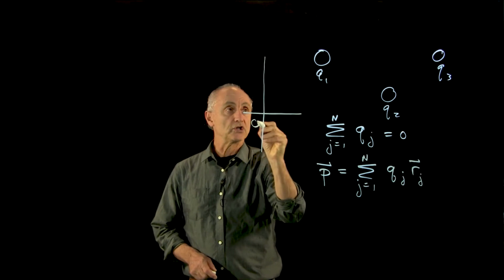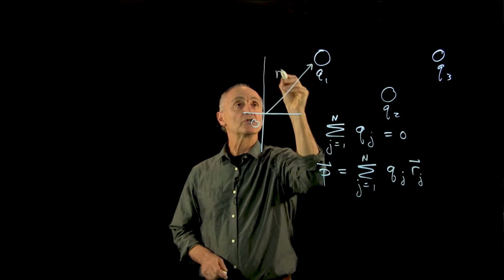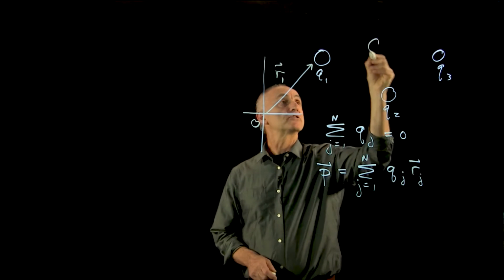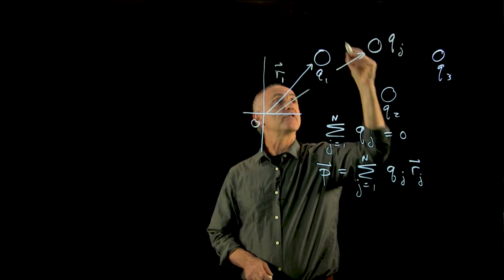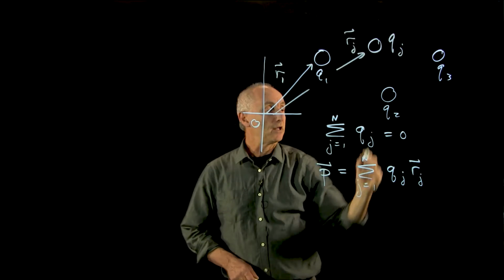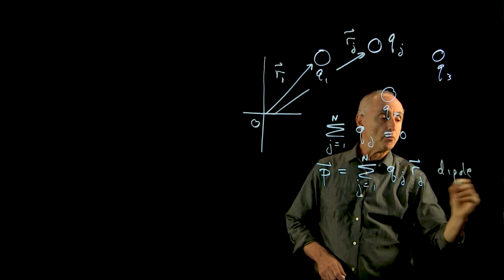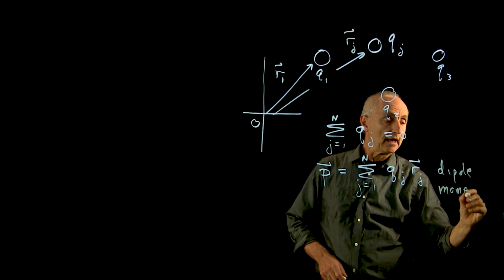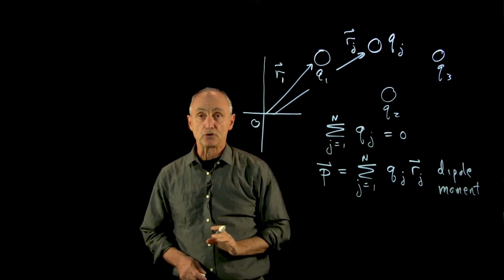We'll choose an origin, and we'll define a vector from the origin to where the charge is located. Let's indicate the jth charge over here, and that's the vector rj. And so this is called the dipole moment. It's a vector, and we want to be able to calculate that for a number of given distributions.